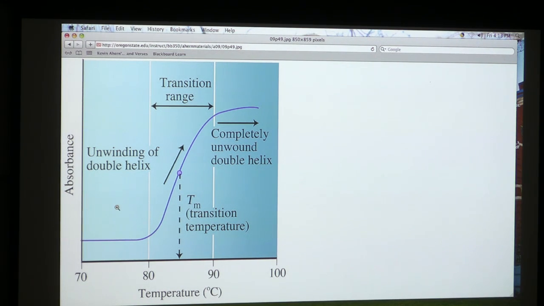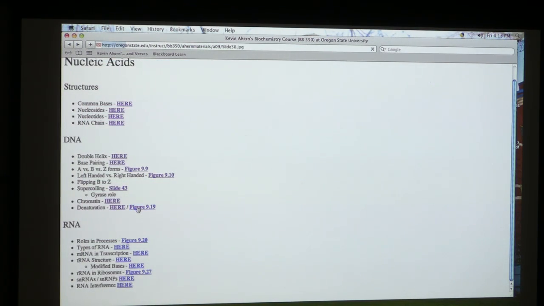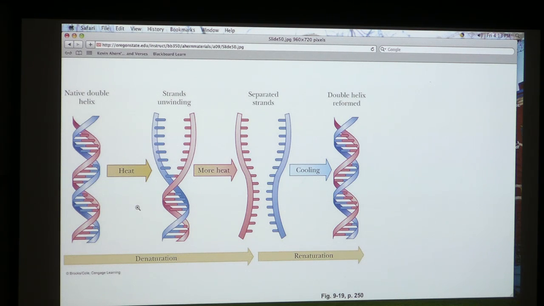Well, why do I care about that? Well, it turns out to be really useful in some laboratory uses. This sort of depicts what's happening. Here's a double helix. Here, if I heat it, I pull the strands apart. And here's the kind of cool thing. If I'm very careful, I can actually put the strands back together.